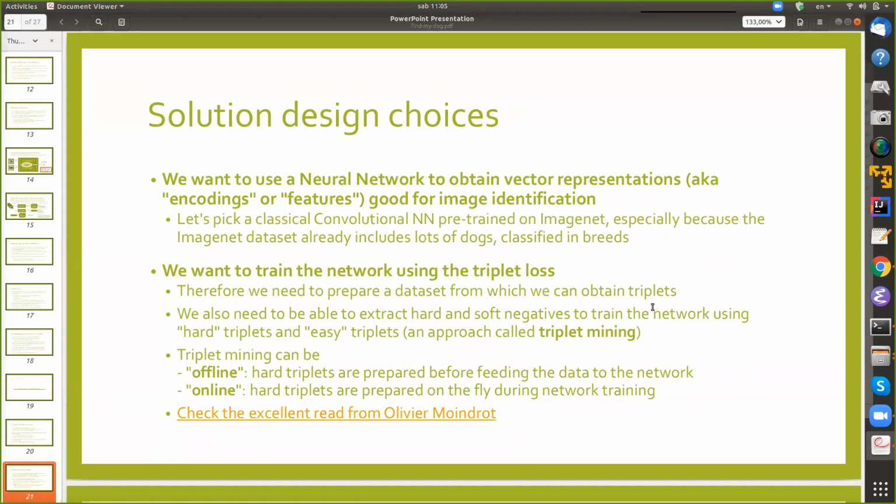What are the design choices that I had to make in order to implement the solution? First of all, pick up a neural network model. Today there are really a lot of models to choose from. I decided to pick up a pre-trained model from the Keras library, trained on ImageNet. As I mentioned before, ImageNet already includes lots of dogs. So if I use a network that has been pre-trained on ImageNet, the network already knows a lot about dogs and also about breeds. And then I want to train the network using the triplet loss, as I mentioned.